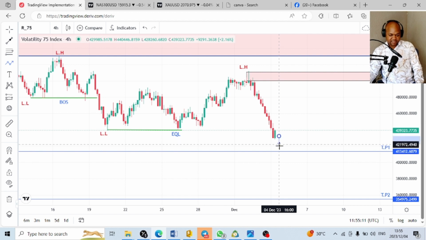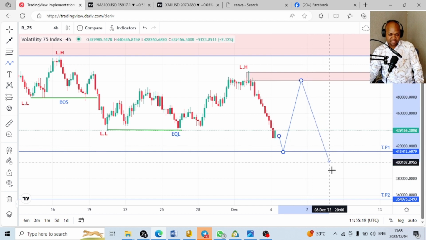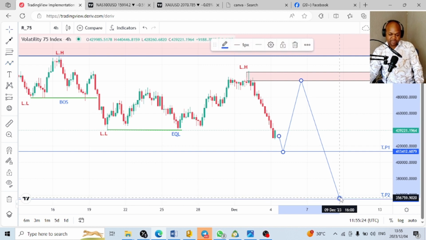There is also the possibility that price can do the following. Price can reach this order block and move up and come to this level, and then it continues to go for the next target, which is going to be our TP2. So this is what I'm thinking.